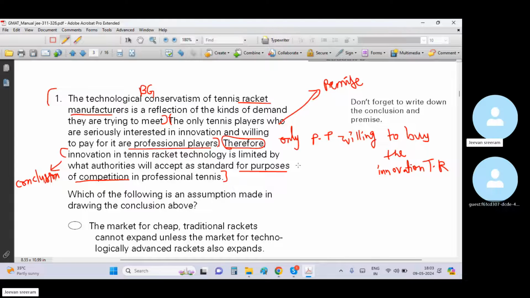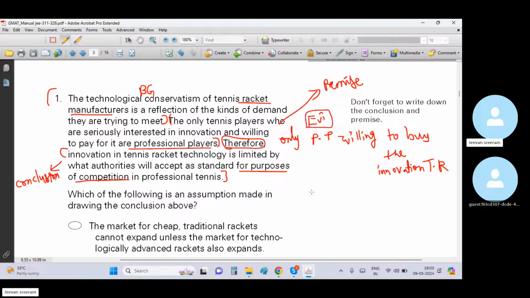Right, buddy? Have you got the real reason why they are not producing innovative tennis rackets, although there are professional players to purchase them? Because although they create innovative tennis rackets, the innovation must be as per the authority standard, accepted by the authorities. So this is actually the evidence. The first sentence I have briefly written.